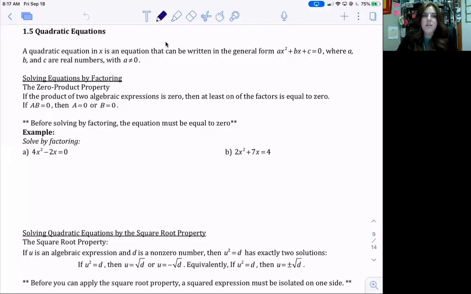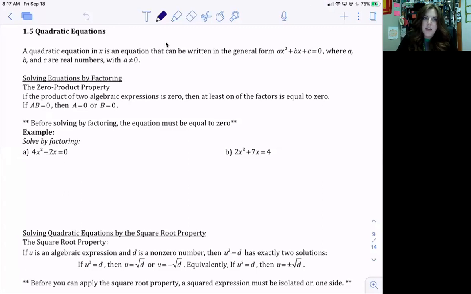Okay, so today we're going to talk about quadratic equations. So remember, a quadratic equation in x is an equation that can be written in the general form ax squared plus bx plus c equals 0, where a, b, and c are real numbers and a does not equal 0. So we're going to go through the various methods in which we can solve quadratic equations.